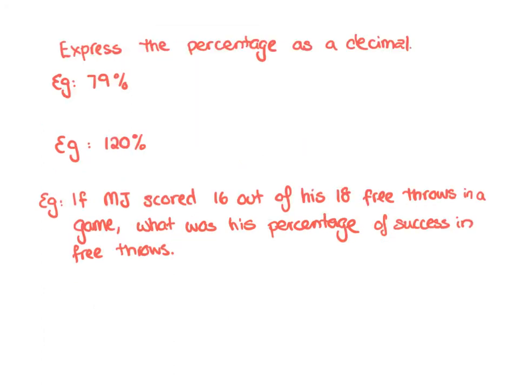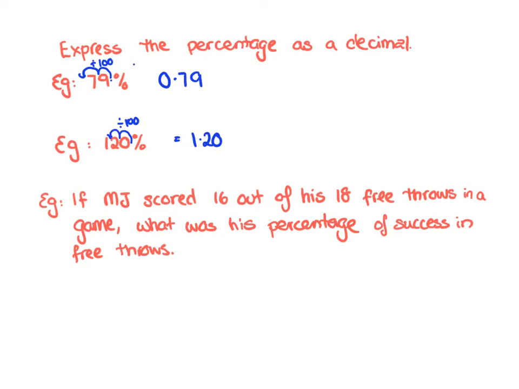If we're asked to express the percentage as a decimal, that's where we would go backwards and we divide by 100. So we're dividing by 100, we move the decimal point, and 79% is the same as 0.79. So once again, if we had 120%, we move the decimal point back 2 because we're dividing by 100. We'll end up with 1.20 as the decimal of 120%.